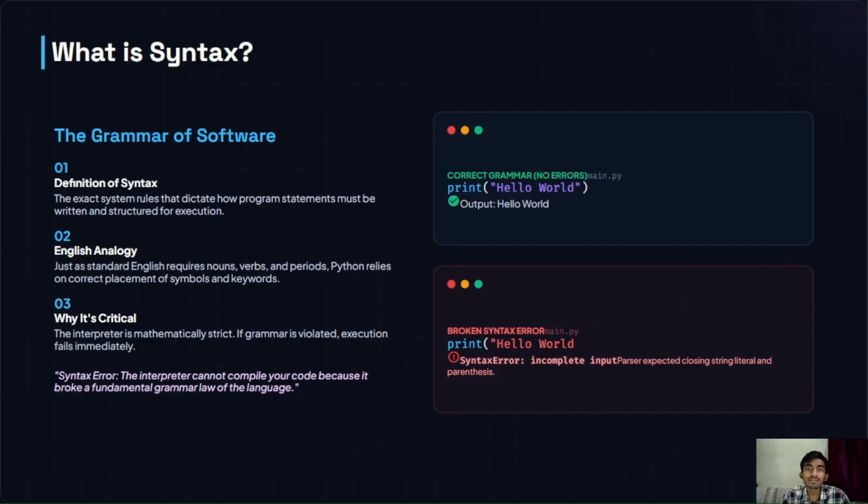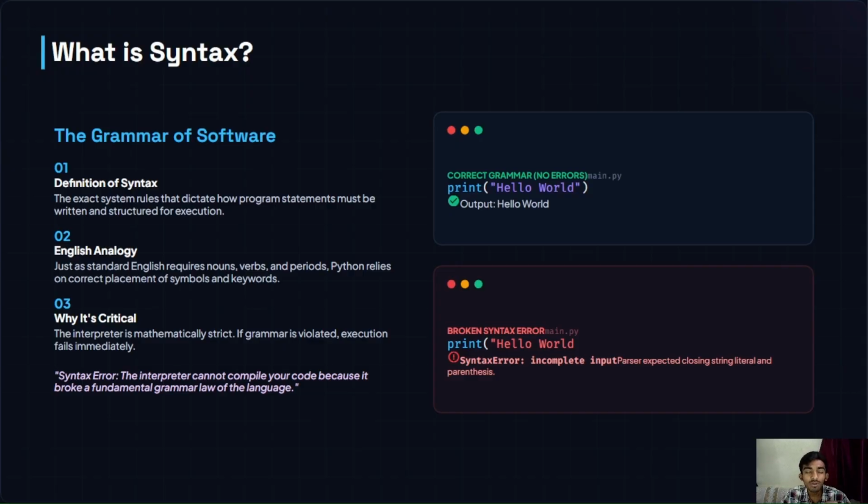Now, before we write any code, let's understand something called syntax. Don't get scared by this word. It's actually very simple. Let me ask you something. Imagine someone says, "going market I am." Does that sentence sound correct? Not really, no. The words are there, but they are not in the correct order. Now compare it with "I am going to the market."